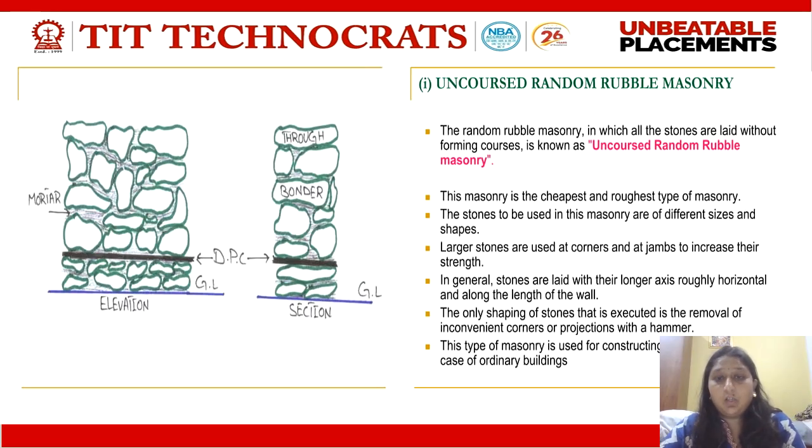That means without forming layers. This is the cheapest type. It is the roughest type, but the mortar required here is more. Stones are generally laid along their longer axis roughly to create the length of the wall.